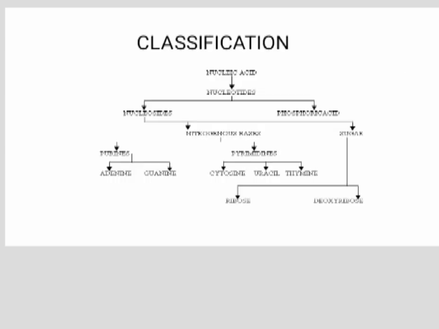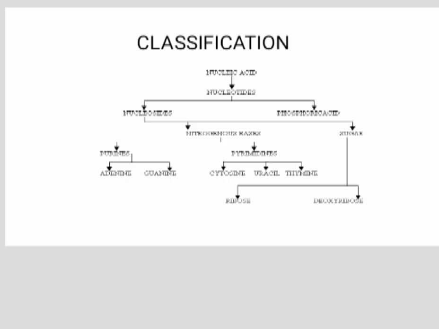The classification of nucleic acids: nucleotides, nucleosides, and phosphoric acid. First, the nucleic acid consists of polynucleotides. A polynucleotide is a combination of nucleosides as well as phosphoric acid. The nucleosides are nothing but a nitrogenous base and a sugar molecule. The sugar molecule has two types: one is ribose sugar and the other is deoxyribose sugar.